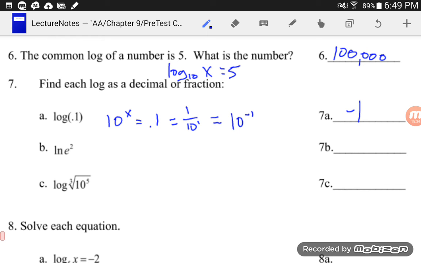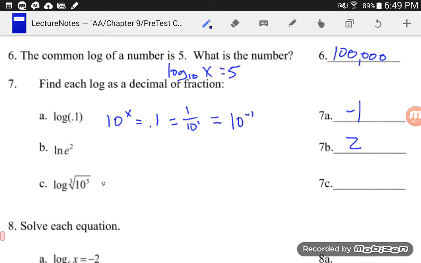That one I could actually punch right into the calculator if I wanted, but I certainly don't need to. I can solve it pretty quickly without the calculator. Here, just using that natural log function, that's log base e of e squared. Well, I can take that 2 down in front, and log base e of e is going to be 1, so 2 times 1 equals 2. See me if you got any problems with that one.